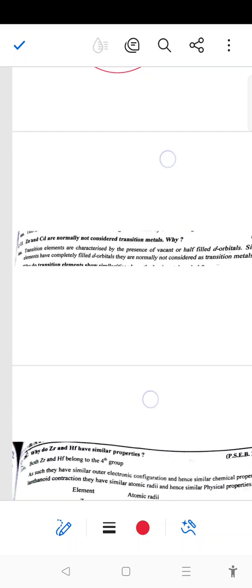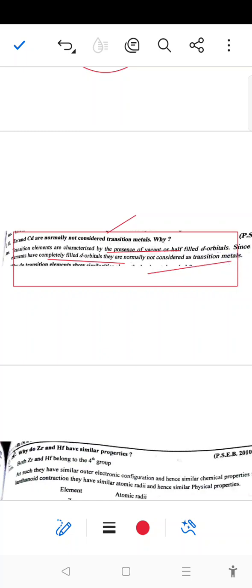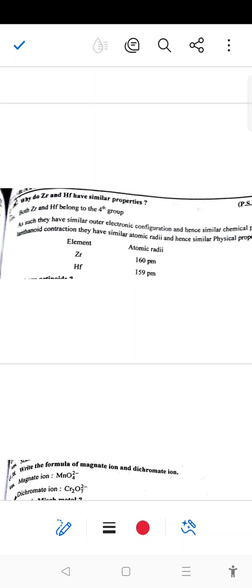Next, zinc and cadmium are normally not considered as transition elements. As we know, transition elements are the elements having the presence of unpaired d orbital electrons. So zinc, cadmium, mercury have a fully filled electronic configuration, having no unpaired electron, no presence of vacant and half filled orbital. So since zinc, cadmium, mercury have completely filled d orbitals, they are not regarded as transition metals. Next, zirconium and hafnium show similar properties.